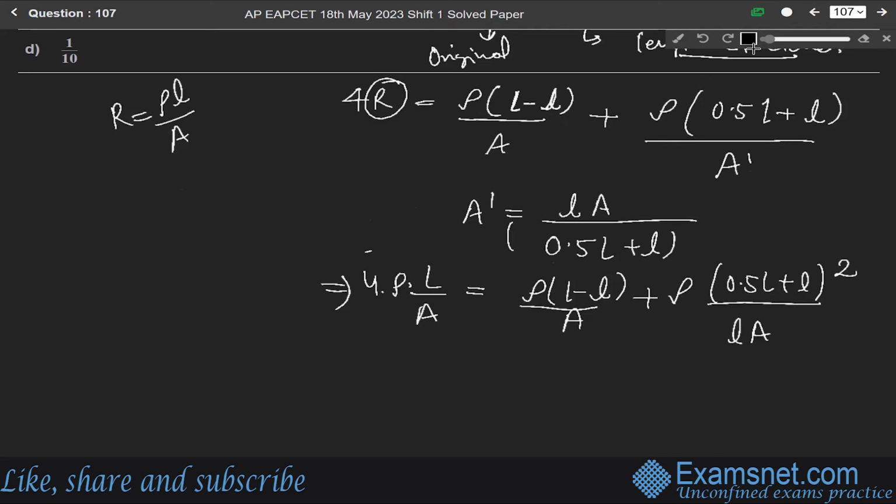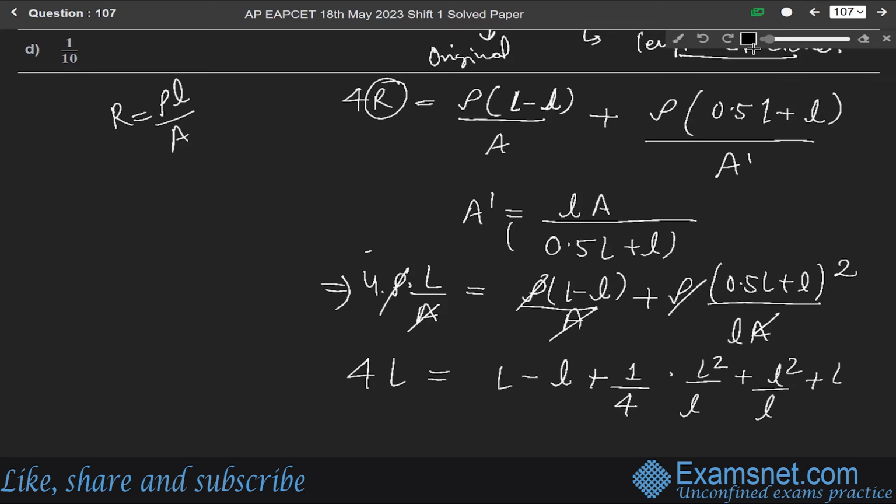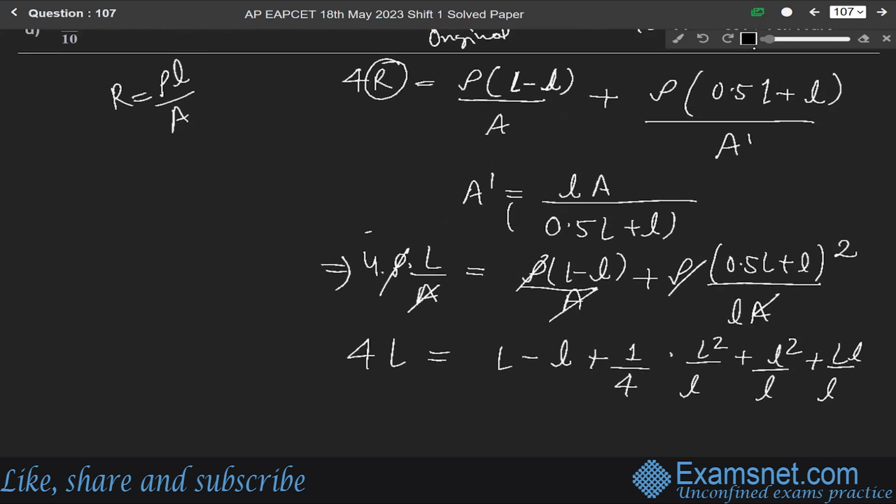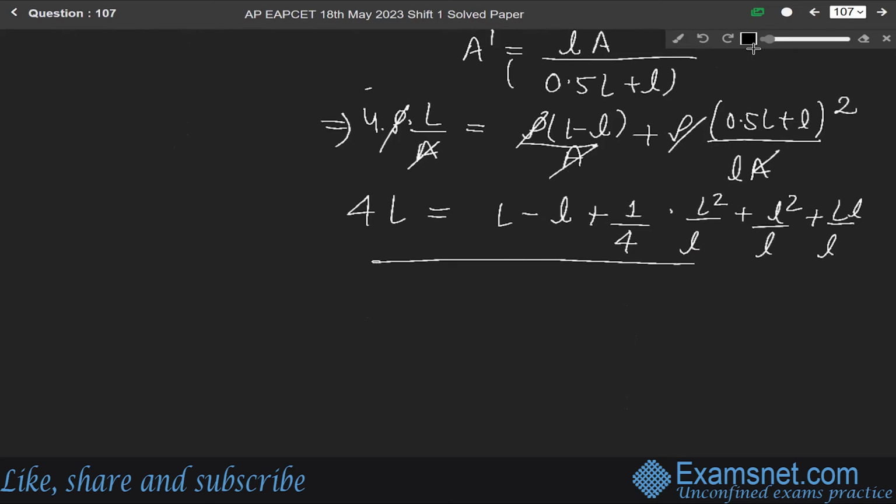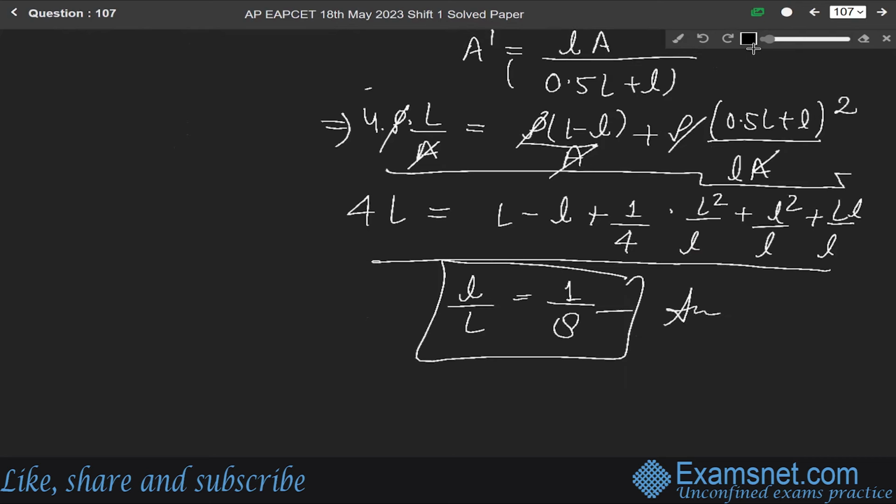It's a square. So solving it, rho over A cancels. So 4L will be equal to (L minus l) plus 1 over 4 into L square over L plus l, square over L plus l, l over L. So again simplifying it, this is just a simplified form of this equation and nothing very difficult. So solving it, we get l over L equals 1 over 8. This is our final answer.